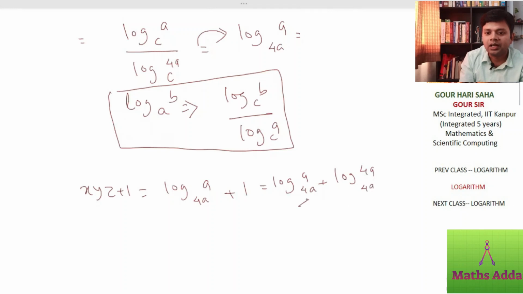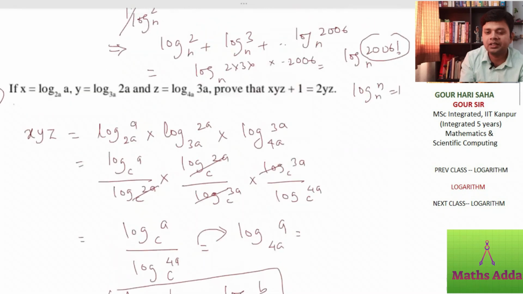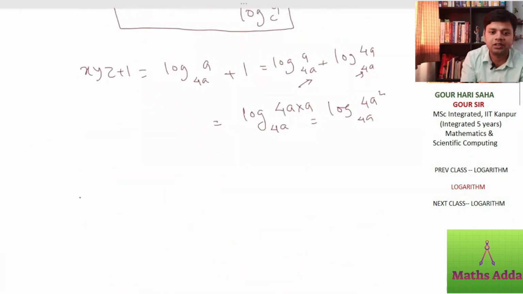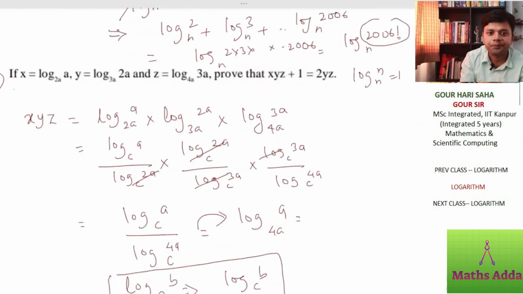Why am I doing it? Unless the base is the same, we cannot apply it here. So it is log of 4a into a base 4a. This is log of 4a square base 4a. Now what is the right hand side? 2yz. So now let us see what 2yz is.